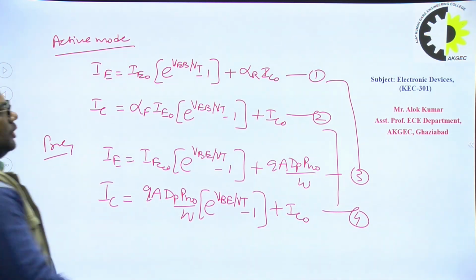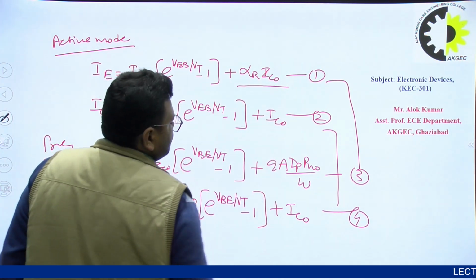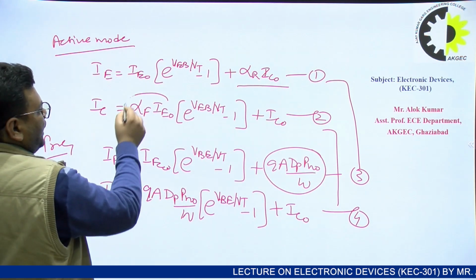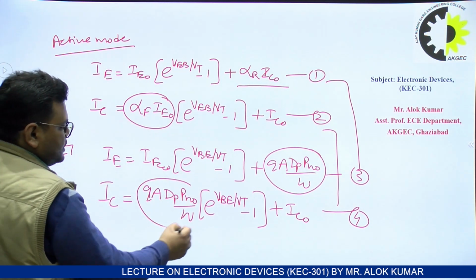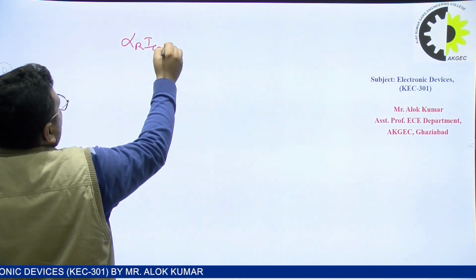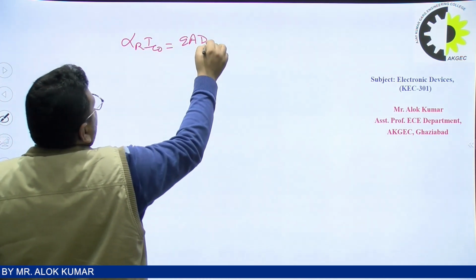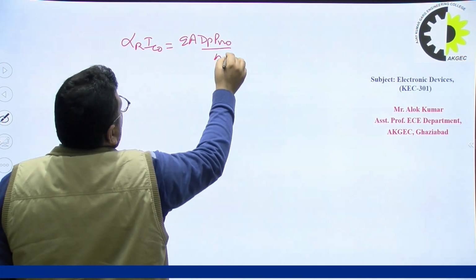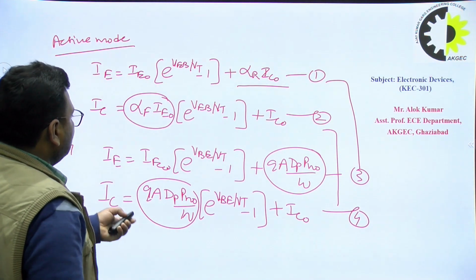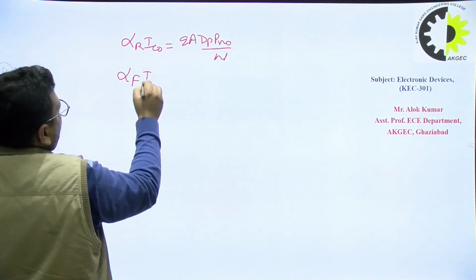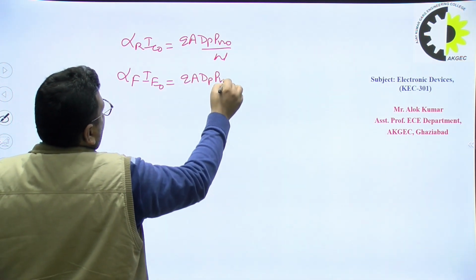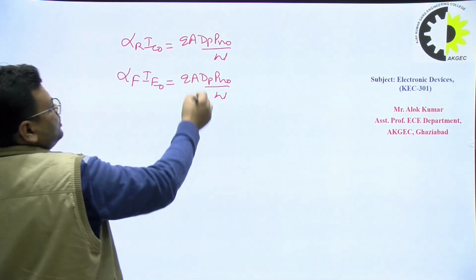What will you get? You will get alpha R into IC naught equal to this, and alpha F IE naught equal to this. So alpha R IC naught is equal to QA dP Pn naught upon W, and similarly alpha F into IE naught is equal to QA dP Pn naught upon W, and these two terms are equal.